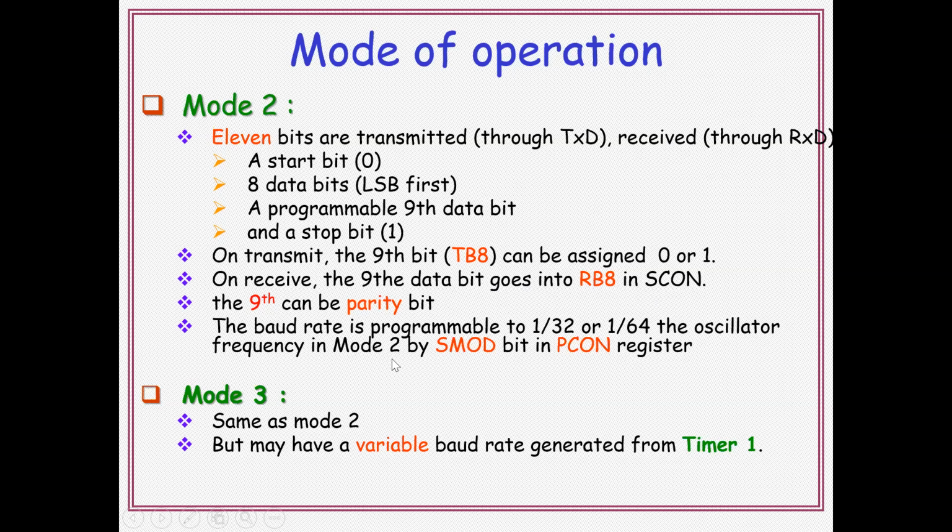The baud rate is programmable, that is 1 by 32 or 1 by 64 of the oscillator frequency in mode 2, selected by the SMOD bit in the PCON register. So this is fixed, 1 by 32 or 1 by 64, depending on the SMOD bit available in the PCON register. Okay, and next is the last mode, mode 3, which is the same as mode 2, but the only difference is that here the baud rate is variable, depending on timer 1. Here it is fixed, whereas there it depends on timer 1, programmable.